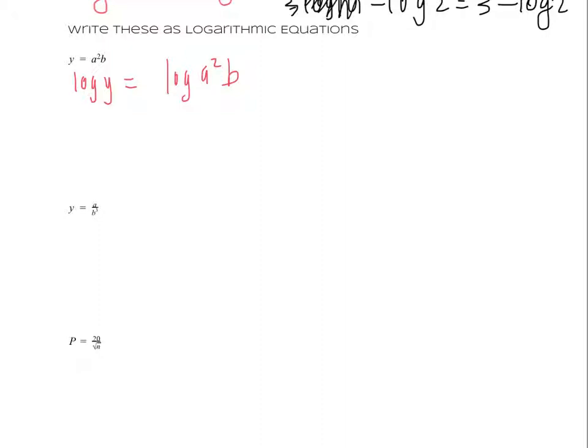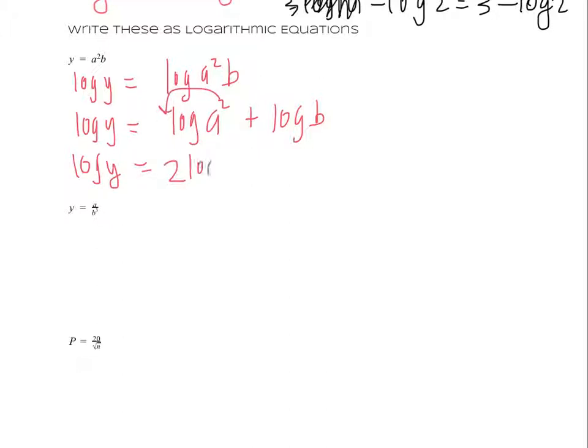I see that we have multiplication. Since we have multiplication, I know I can rewrite that as log y is equal to log a squared plus log of b. And finally, the last rule we're going to have to use is the exponent rule. So I get log y is equal to 2 log a plus log b.